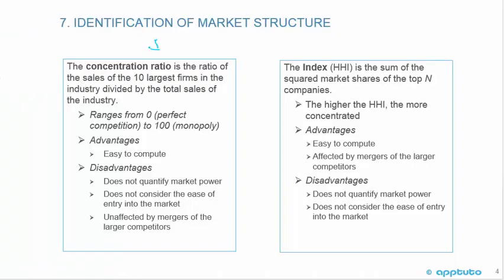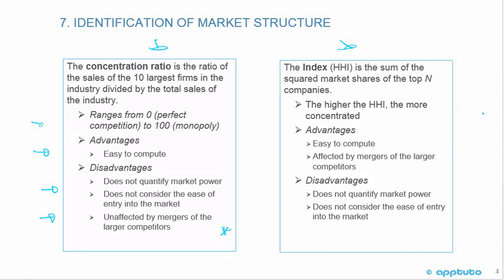So we'll just have a look here. On the left-hand side, we've got the concentration ratio. On the right-hand side, we've got the HHI index. So the concentration ratio is the ratio of the sales of the 10 largest firms in the industry divided by the total sales of the industry. So it ranges from 0, perfect competition, to 100, monopoly. The advantages are it's easy to compute. The disadvantages are it does not quantify market power. It does not consider the ease of entry into the market, and it's unaffected by mergers of the larger competitors. And there's a blue box example on that in the text, okay?